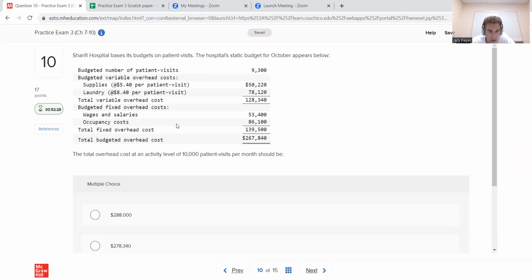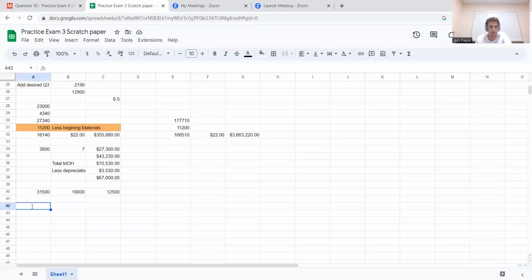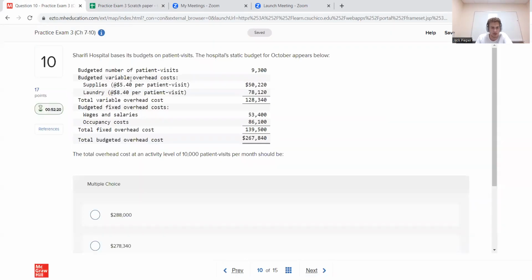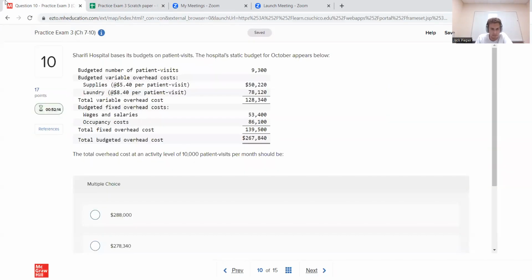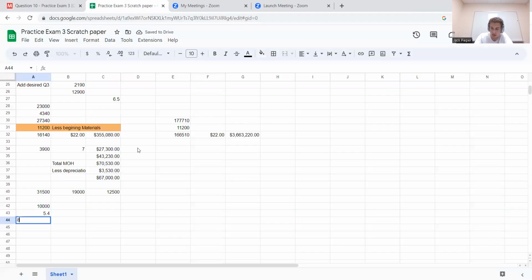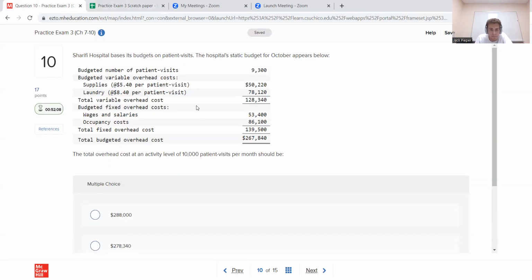Okay, so we're going to do the total costs. We'll do 10,000 visits and then times each driver. So we have a driver of 540 for supplies. We have 840 per laundry, expensive laundry. So maybe you want to audit that a little bit, but okay.